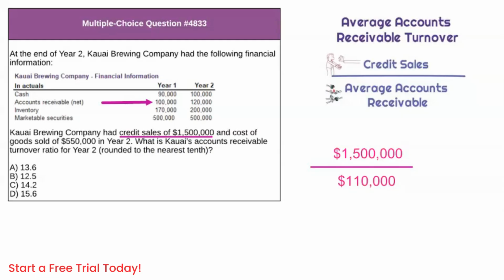All right, let's get this question to the finish line. So we take sales of 1.5 million, divide by average accounts receivable of 110,000, and we get an accounts receivable turnover ratio of 13.6 times. And that's the correct answer.